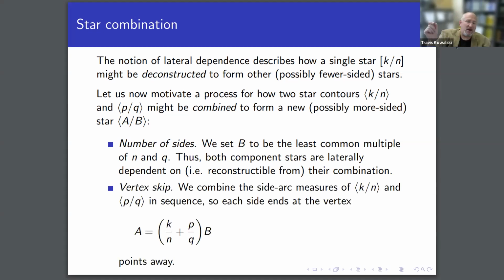As for the skip step, how I'm going to jump from point to point to point, well, each one of the individual stars describes an individual arc. So the first star says sweep out k over n of a revolution. The second star says sweep out p over q of a revolution. And so for my combined star, I will sweep out one followed by the other, and then multiply that by the total number of points I've got. That's the skip. That's how far I'm going to go. So there's the formula down there: a equals b times k over n plus p over q. That's how much of a rotation I'm committed to, and b is the number of points I've got in the star.